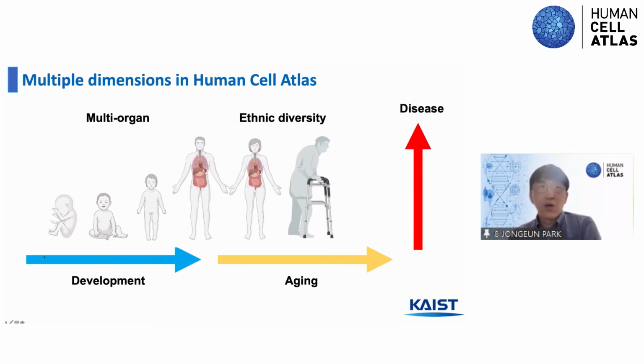axes. For example, we are dealing with the development and aging in normal physiology across multiple organs. And then we are also now starting to look at the ethnic diversity. And then if you think about all the pathological situations that we can develop throughout our lifetime, you can see how enormous our task is.